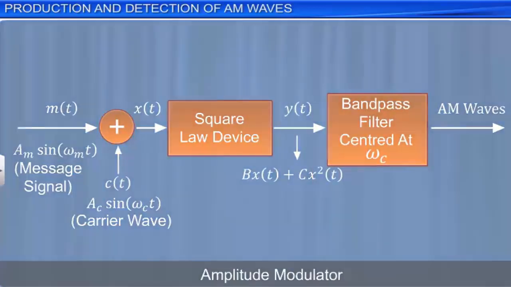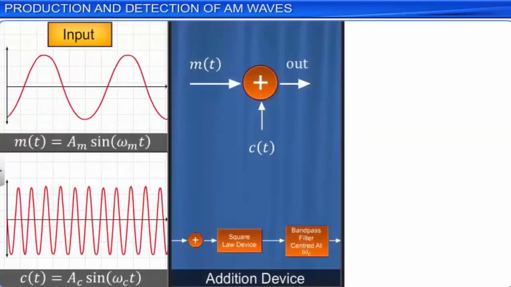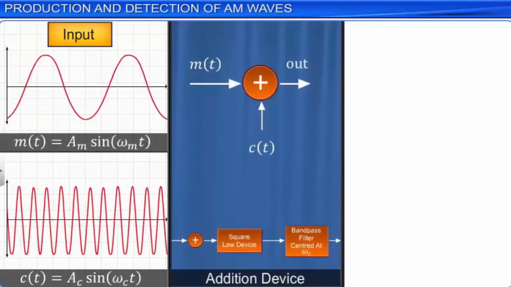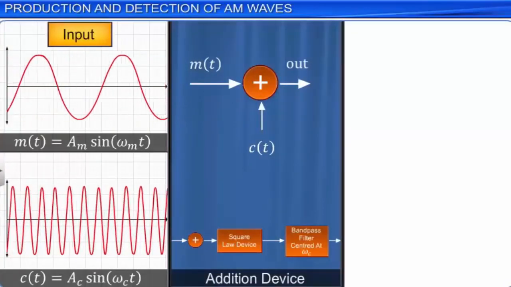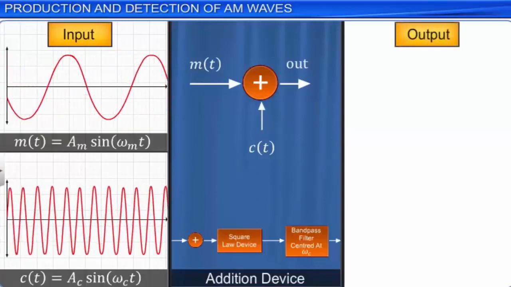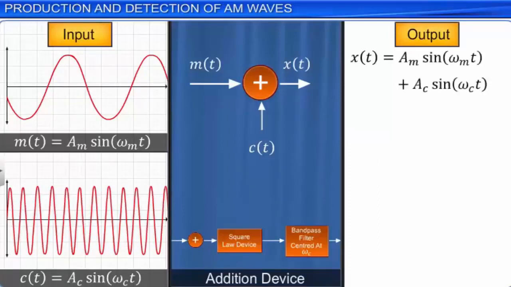The first step in the production of amplitude modulated waves is the addition of the modulating signal to the carrier wave. The output of this process is a function x(t). Thus, it is given by the equation Am sin ωm t + Ac sin ωc t. Let this be equation 5. Comparing equation 5 with equation 4, we find that sinusoidal waves with the upper and lower side frequencies are missing in the output of the addition device. These waves are generated by the square law device.